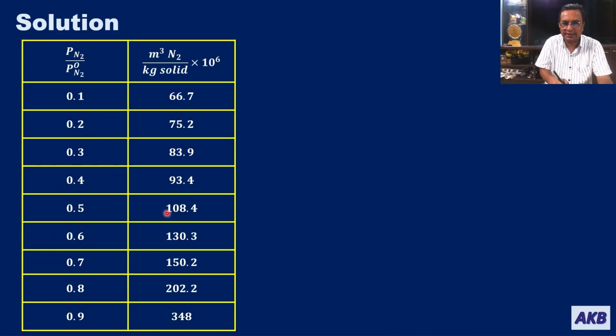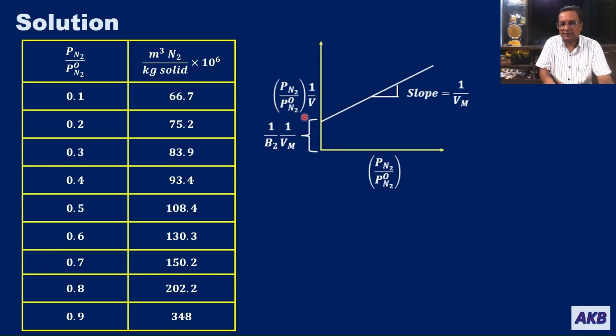So the data is given to us. First, we will be plotting the graph. So you have this data. Now I have changed the table. So you have a column for Pn2 upon Pn2 naught, and then a column for meter cube N2 per kg solid into 10 to the power 6. And we are supposed to plot this graph. So we need to find out this quantity. Pn2 by Pn2 naught is given directly, but you have to get this value in order to plot the graph.